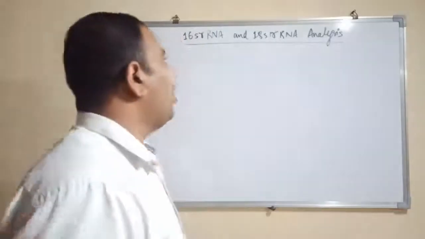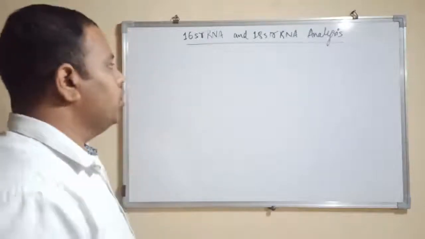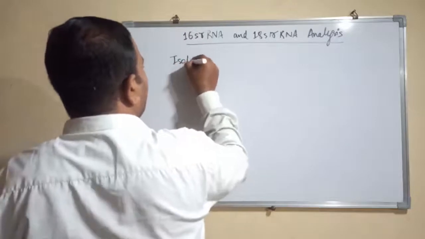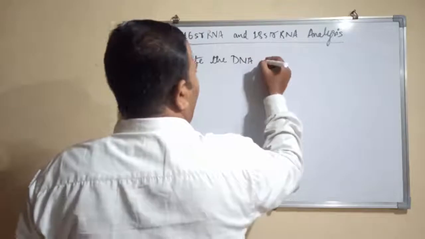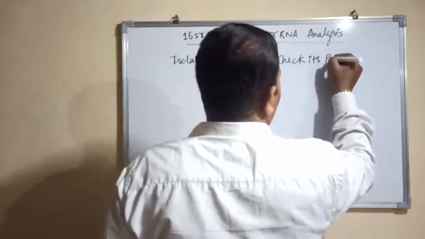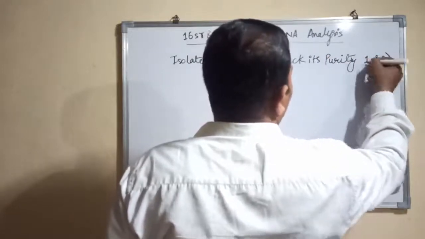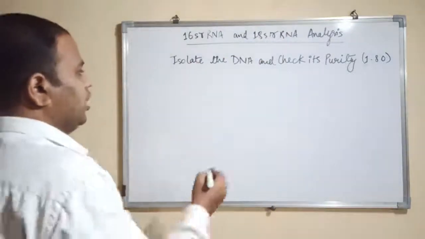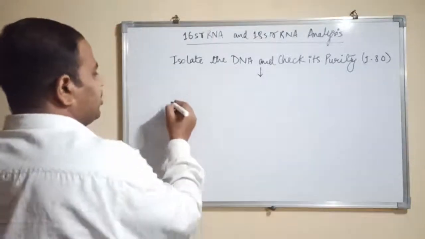Let's see now how the 16S rRNA and 18S rRNA analysis can be done. First of all, for this purpose you have to isolate the DNA and check its purity. If the ratio of absorbance at 260 divided by 280 nanometer comes to around 1.8, then the DNA is highly purified. After that, the DNA is subjected to PCR.